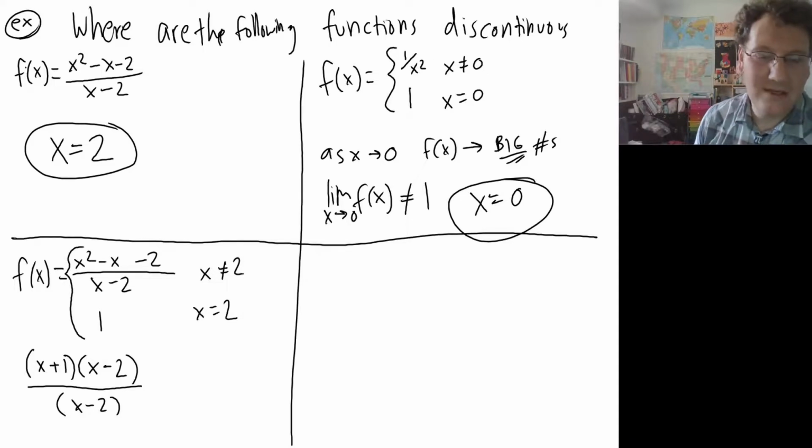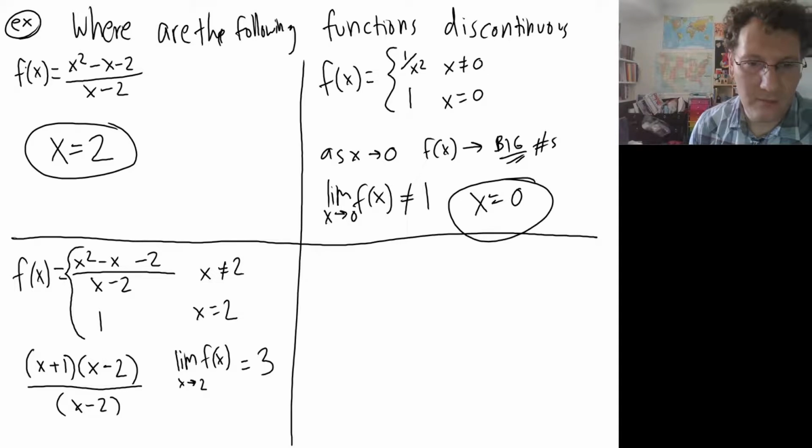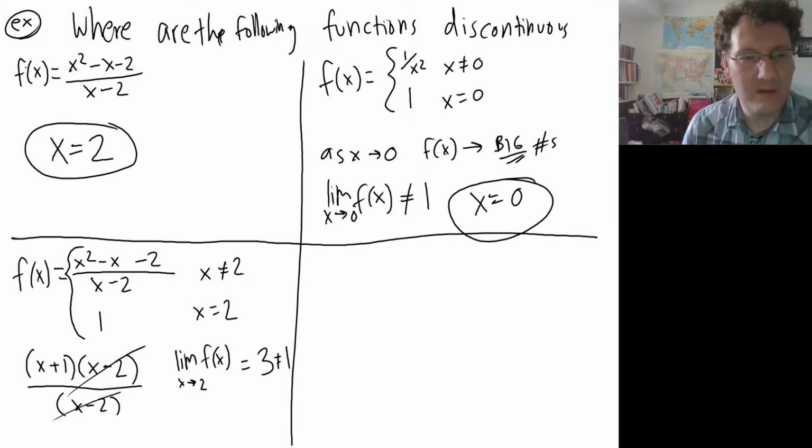So the function is defined everywhere, but notice the limit of this function f of x as x approaches 2 is going to have a limit of 3, because for all values of x that are not 2, this function would be equal to just x plus 1. These are effectively canceled, and 2 plus 1 is 3, but that's not the same obviously as 1, and so the limit of the function as x approaches 2 does not equal the value of the function at 2, and so x equals 2 is still a discontinuity for this function.